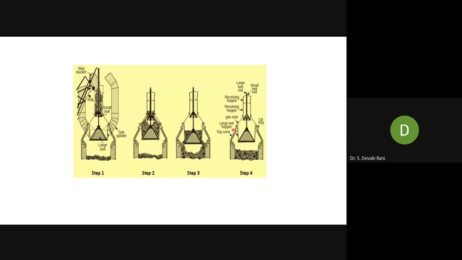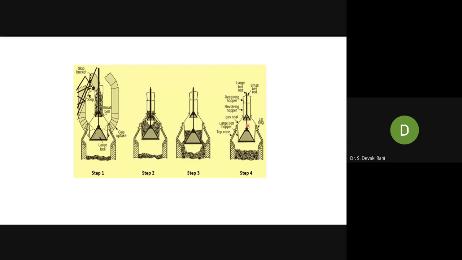Here at the sides, last class I showed you the uptakes and downtakes. So you have 4 uptakes. It is circular in cross section. Uptake means the gases are going away from there. The gases will go up till here and go from here. The gases will go from the uptake to the downtake to the gas cleaning system. So this is the system of charging.